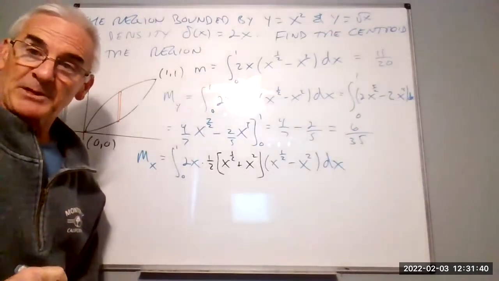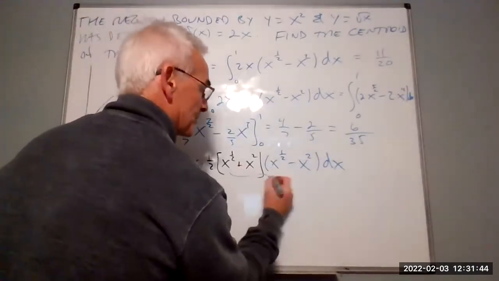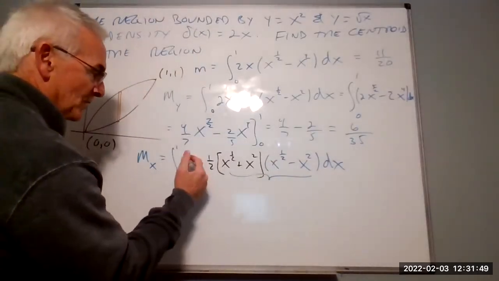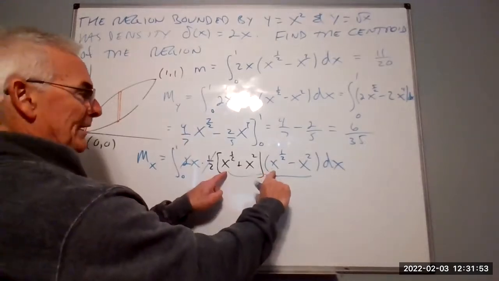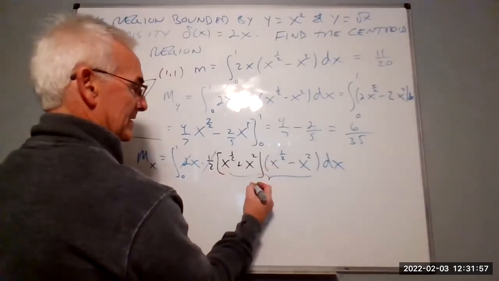A plus b, a minus b, doesn't that give me a squared minus b squared? So this part here multiplies out really, really nicely. I have the 2, I have the 1/2. What is this going to multiply out to? Well, what's x to the 1/2 times x to the 1/2? What is that? Anybody? X to the 1/4.